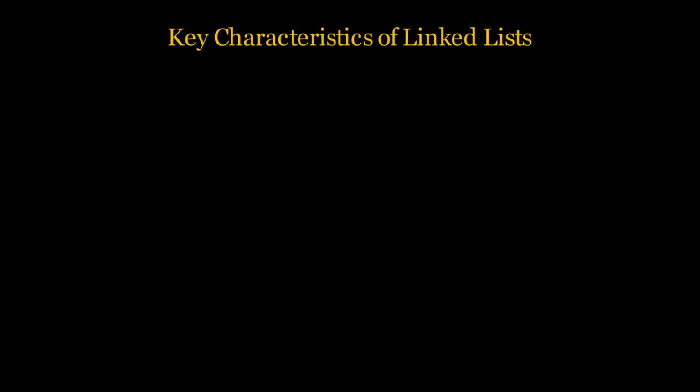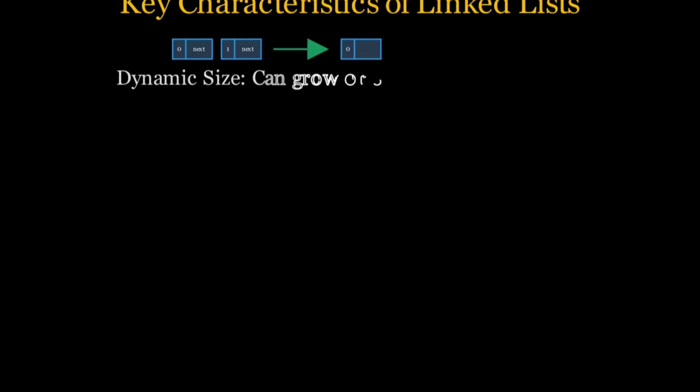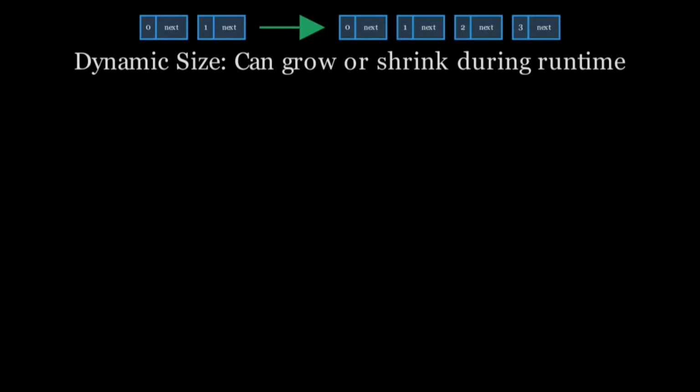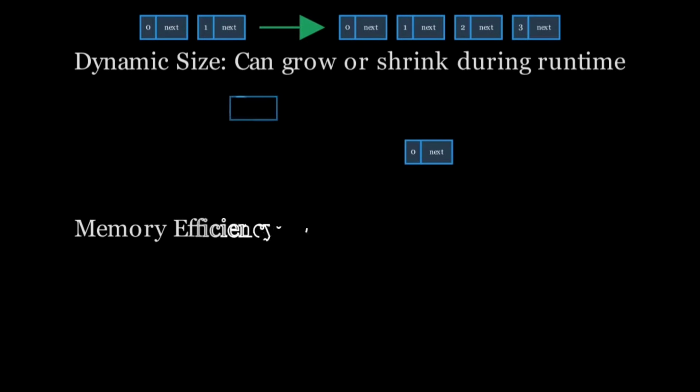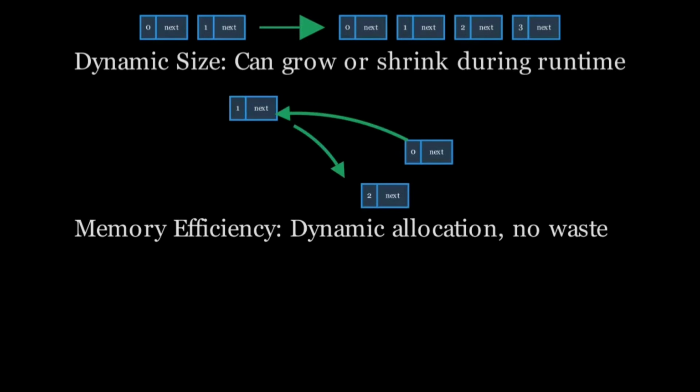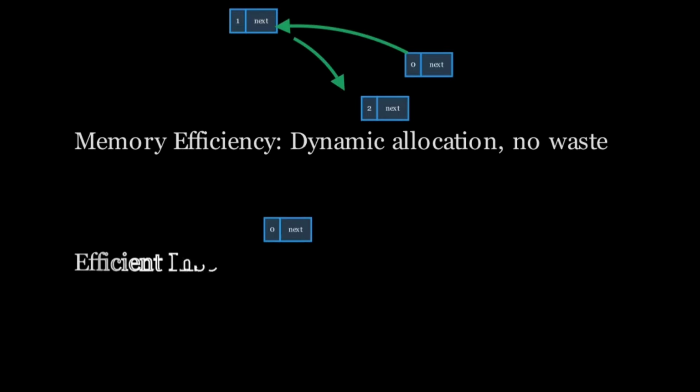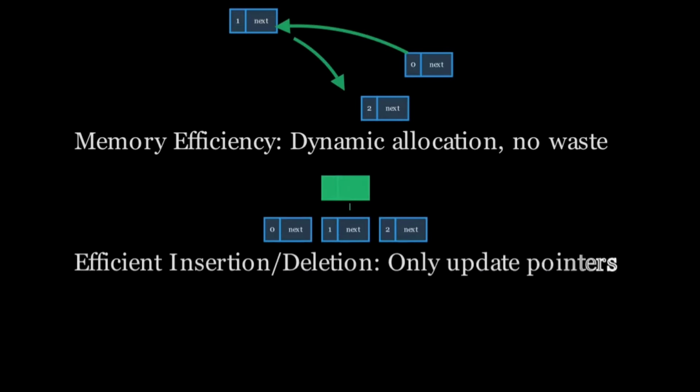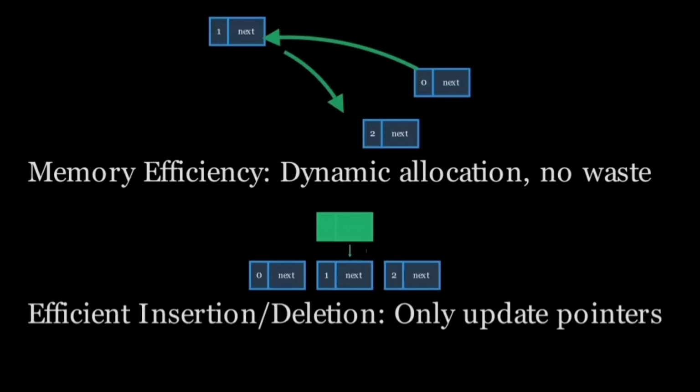So let's explore the key characteristics of linked lists. A linked list can grow or shrink during runtime. Memory is allocated only when needed, with nodes scattered and connected by pointers. And when inserting a node into the list, just update the pointers, no need to shift the entire elements like in an array. And deleting a node is just as easy, updating the pointers and freeing the memory.